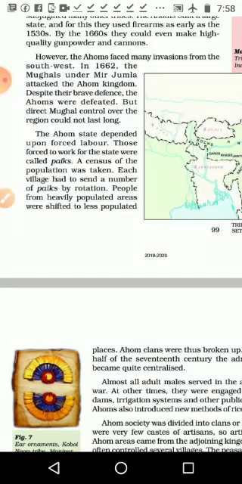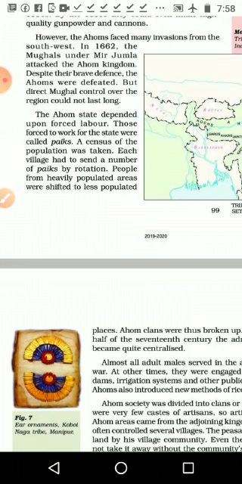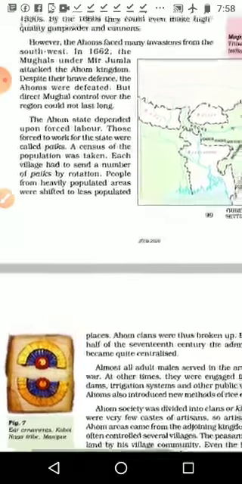Then next paragraph. However, the Ahams faced many invasions from the southwest. In 1662, Mughals under Mir Jumla attacked the Aham kingdom. Even though they attacked other small tribal groups and major tribal groups and became more powerful, at the same time they got attacked by other kings also.